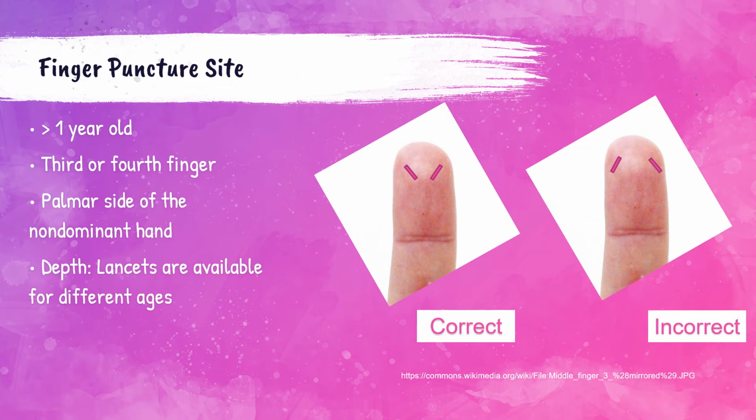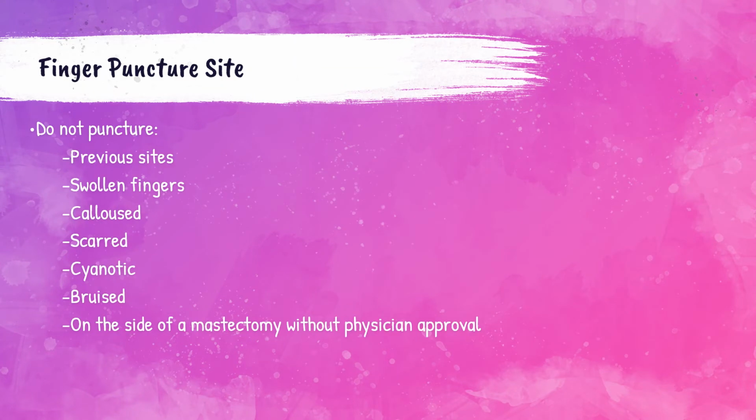The depth of the lancet used is based on the size of the finger. A heavily calloused finger cannot be used. A finger that is too small should not be used. The index finger should not be used to prevent nerve damage, so it should be the third and the fourth fingers. The phlebotomist should remember that they should not puncture through a previous site, or a finger that is swollen, calloused, scarred, cyanotic, which is kind of either white or blue in color, or bruised. Blood should not be collected on the side of a mastectomy without physician approval.